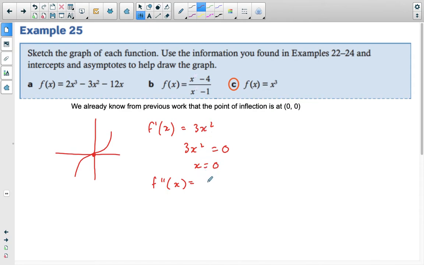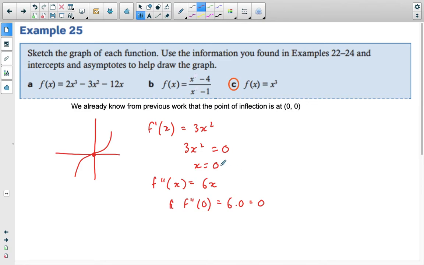Well, if we differentiate again, we get 6x. Now, if we find out what the second derivative at 0 is, then 6 times 0 is 0, which is neither positive nor negative. So it's not a maximum or a minimum. And therefore, it's important to bear in mind that in an example like this, if the second derivative at that point is neither positive nor negative, then probably it's a point of inflection.